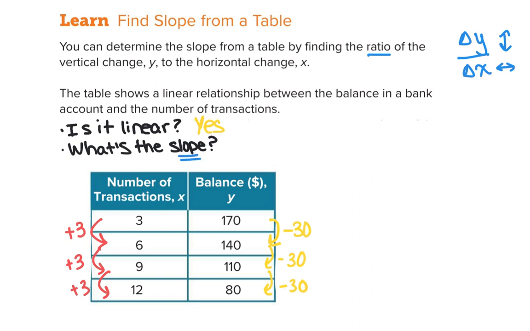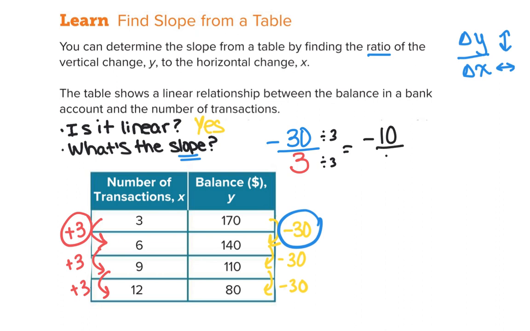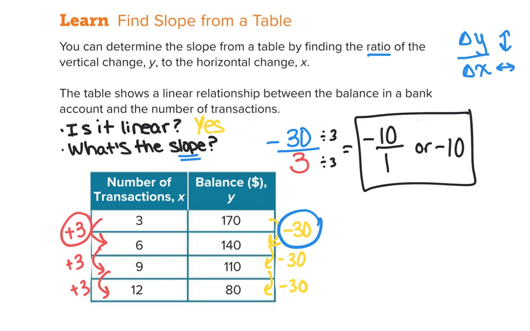So we want to look at this and say, what is our vertical change? My vertical change is what's happening to the y. So it's going down 30. And I'm writing that as a ratio with my horizontal change, which is going up by 3. Then I just have to simplify that because I know there are common factors. I can divide 3 out of the top and bottom to get a simplified ratio, which would be negative 10 over 1. Or I can just write it as negative 10 if I want. Either one of these would work for our slope. What does that mean for this problem? It means that for each transaction, they're taking out $10.